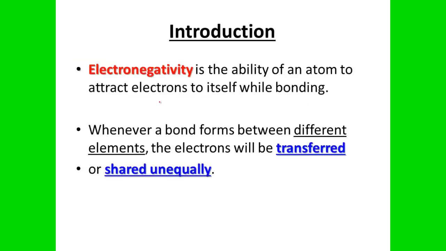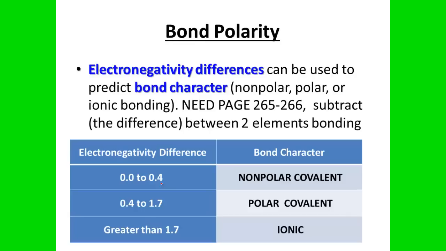So electronegativity. Remember from last chapter, electronegativity is the property or ability of an atom to attract electrons to itself while bonding. So certain elements want electrons more than others. Whenever a bond forms between different elements, electrons will either be transferred, that'd be ionic, or shared unequally, this would be covalent, as long as they are different elements. So they're still covalent, but they're just not shared completely equally. One atom wants the electrons a little bit more than the other. So electronegativity differences can predict bond character.